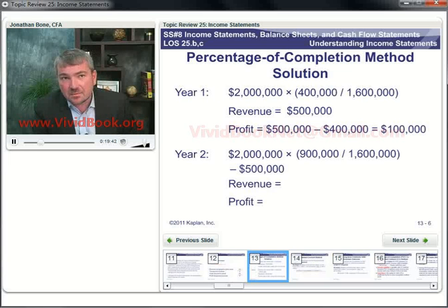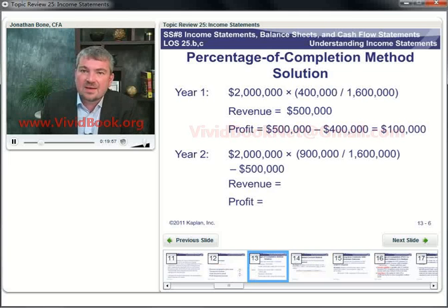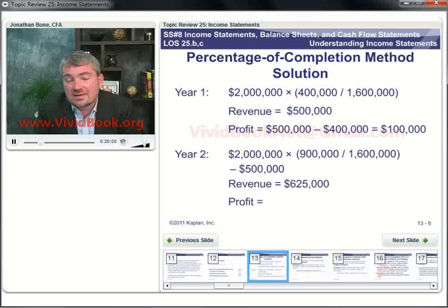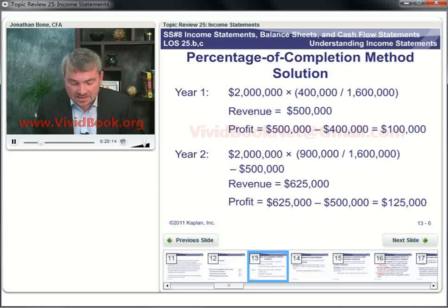Be careful. This is the cumulative revenue that we should have recognised to date. Some of that's been recognised in year one. In fact, 500,000 has been recognised in year one, so we now need to deduct the revenue recognised in prior years, in this case 500,000, and we get this year's sales figure of 625,000. Profit: take this year's sales figure of 625, deduct the cost incurred in this year of 500,000, and we've got our profit of 125,000. Okay, so expect maybe to see calculations based on that in the exam.